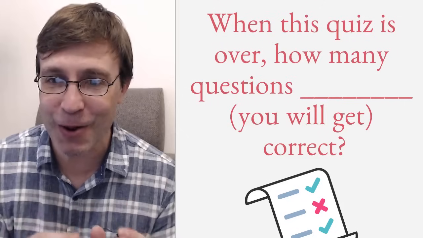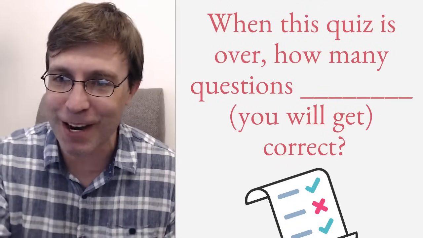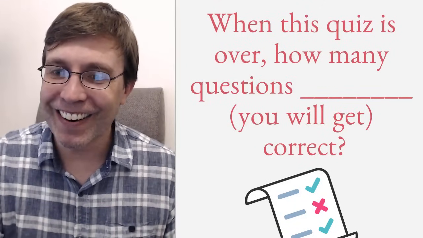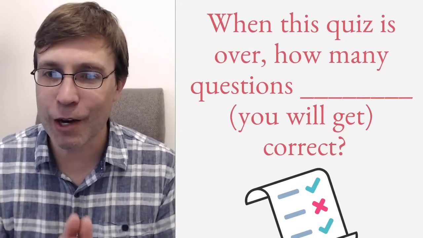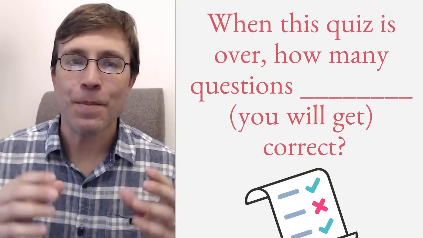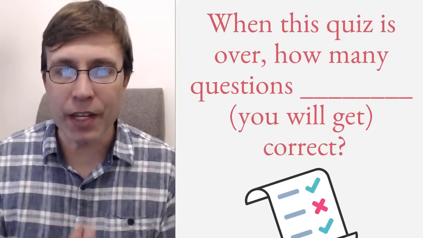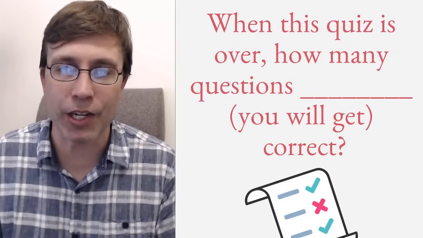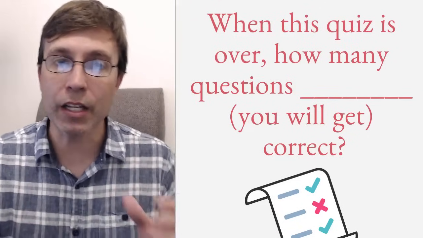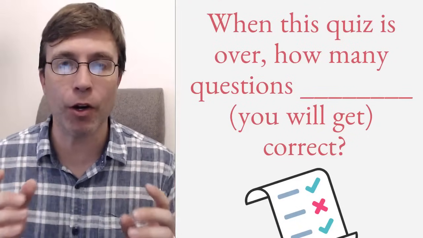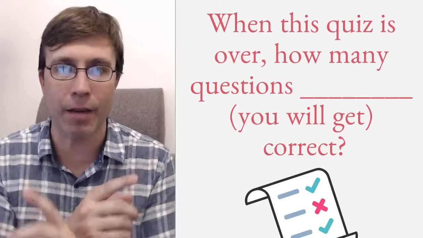People are close, but I haven't seen a correct answer. What's going on? All right, so think about it. Remember, it's a question, all right? How many questions? Think about the construction. When this quiz is over, how many questions? We need that future tense, will. Will you? Remember, when we're talking about a question, you're going to invert that subject.